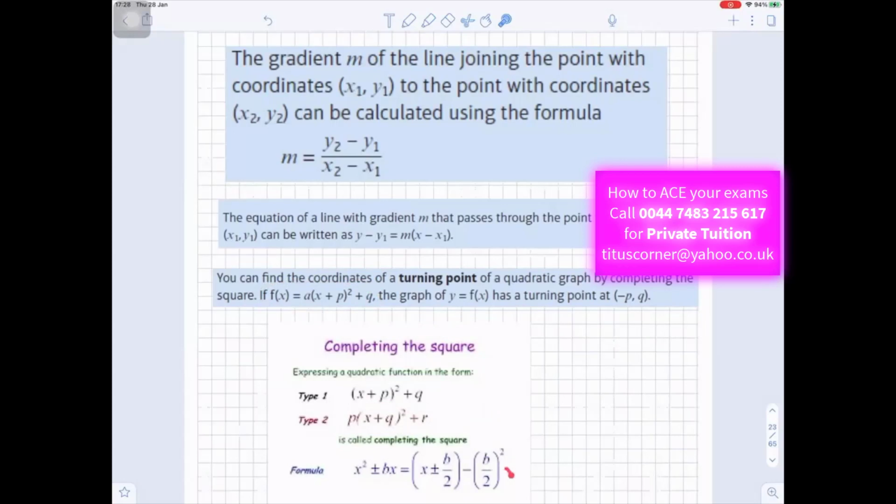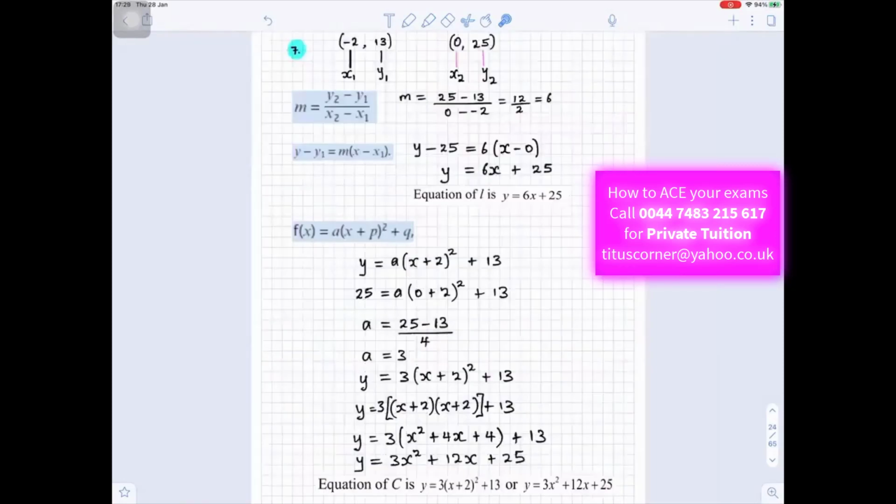And this just shows you the way to complete the square. So we need all these ideas to do this question. So what we want to do first is to establish x1, y1, x2, y2. Now using that formula, the gradient m is (25 minus 13) divided by (0 minus minus 2). That will give us 6 for the gradient.